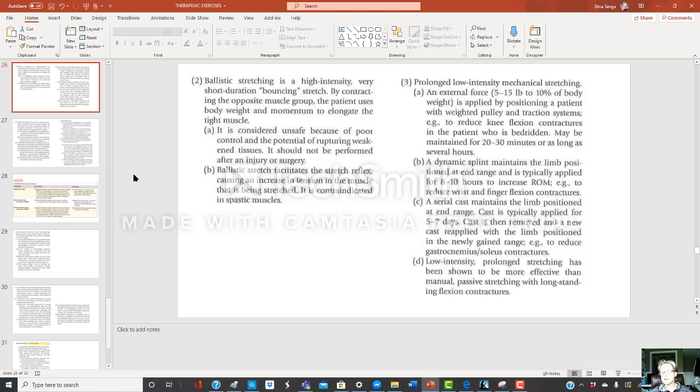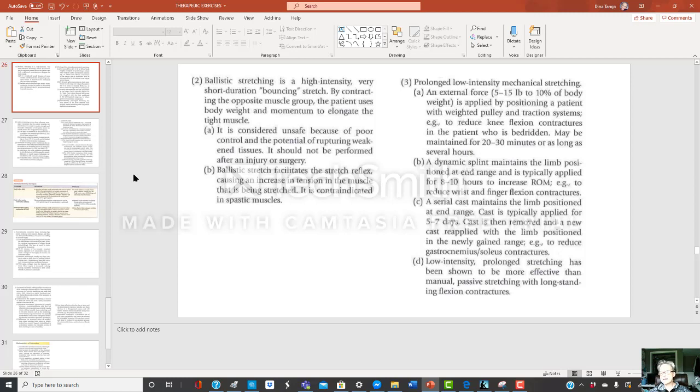Prolonged low-intensity mechanical stretching. An external force, 5 to 15 pounds or 10% of the body weight, is applied by positioning a patient with weighted pulley and traction systems. For example, to reduce knee flexion contractures in a patient who is bedridden, it may be maintained for 20 to 30 minutes or as long as several hours.